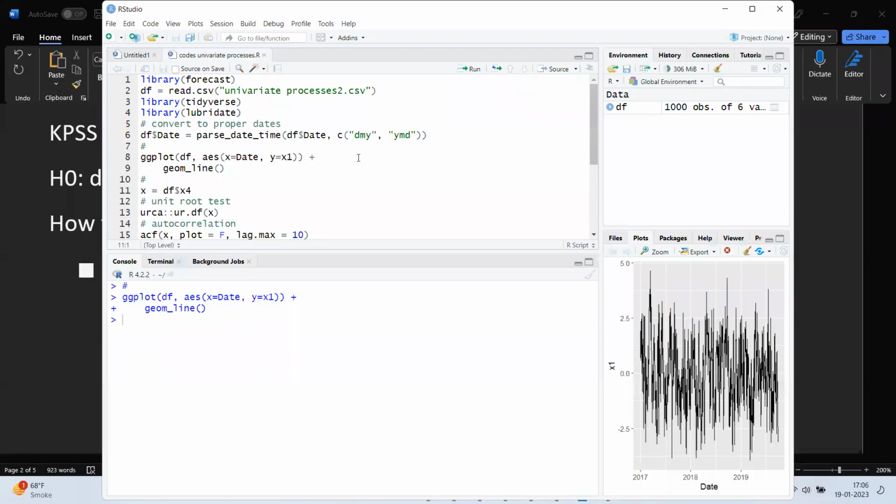RStudio. So look at this. For the sake of convenience, what I have done, I'm defining this x equals to df$x4. So randomly, I'm taking this fourth series and transferring it to x. Okay.